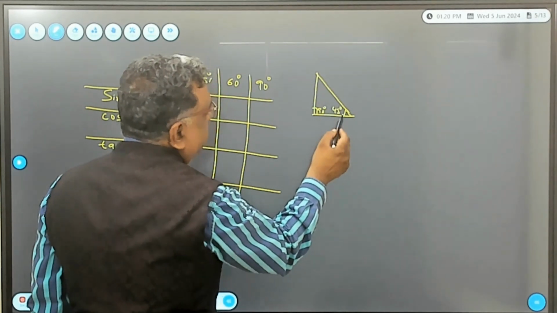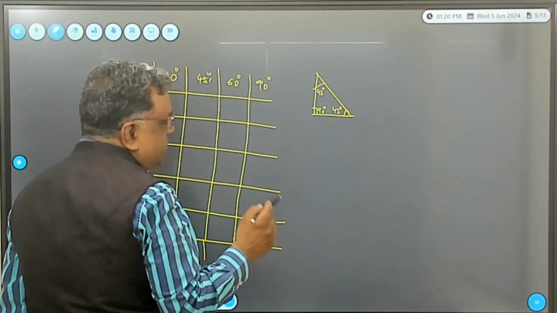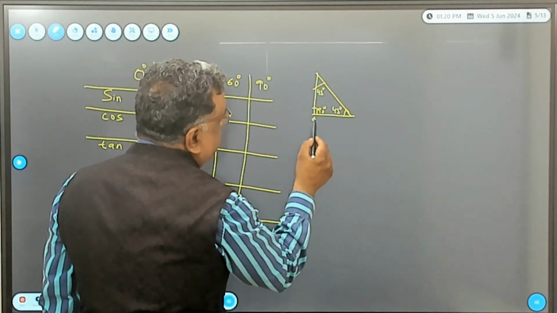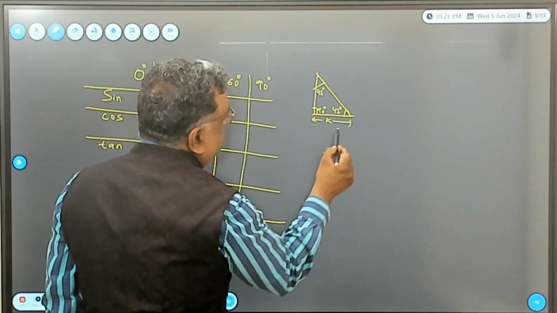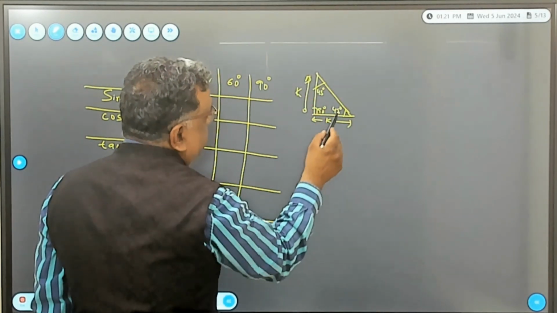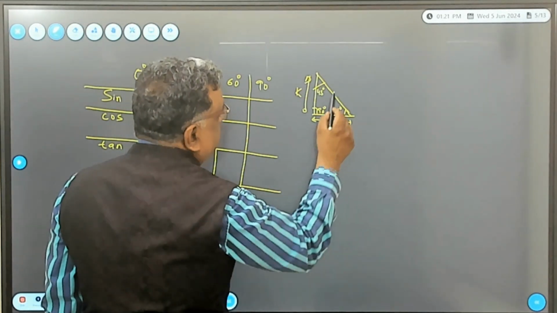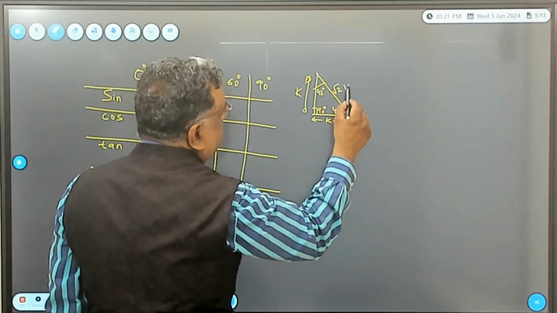So this is 45 degrees, which means this also will become 45 degrees. Which means if this side is K, this side also will be K because it's an isosceles triangle, 45, 45. So these two sides will be same. By Pythagoras theorem, wouldn't this become root 2K?